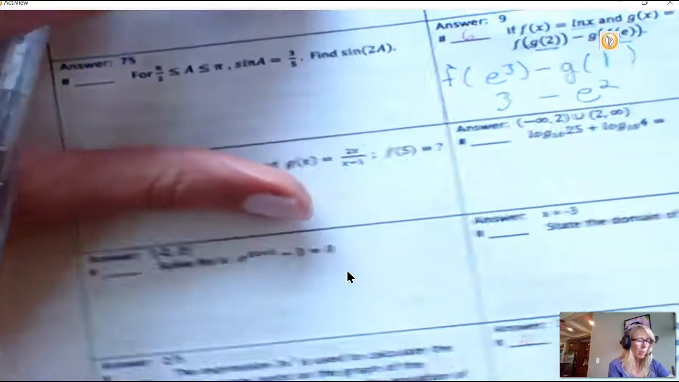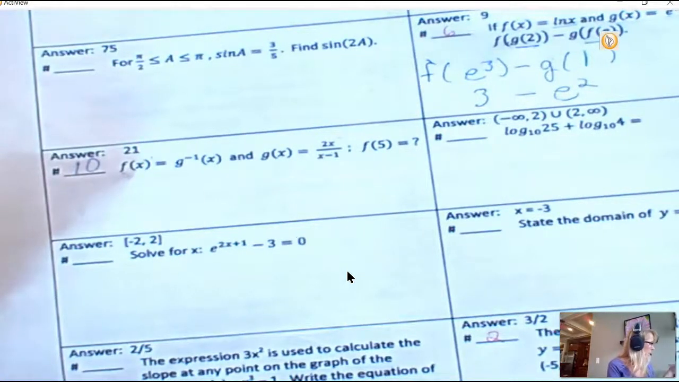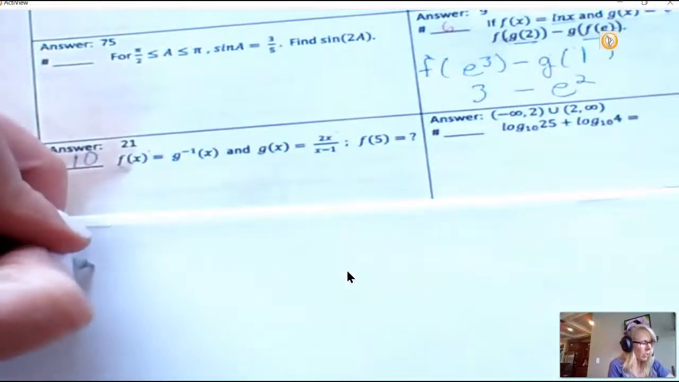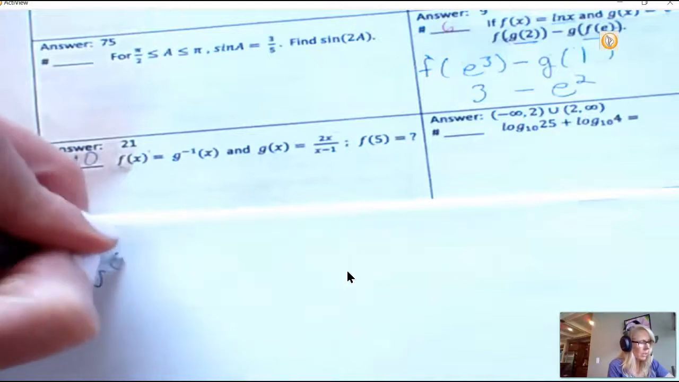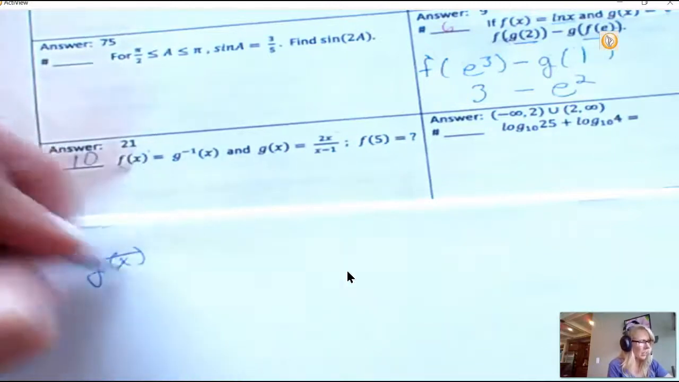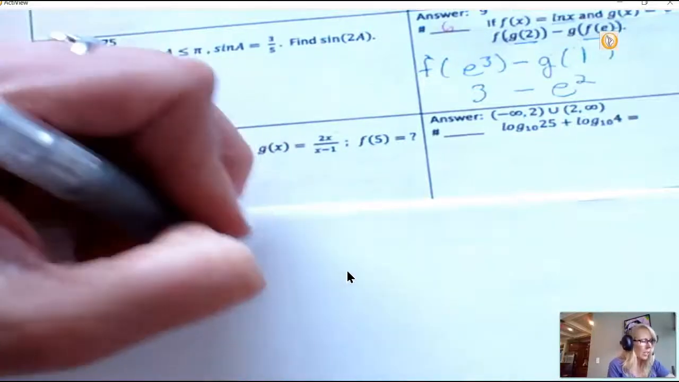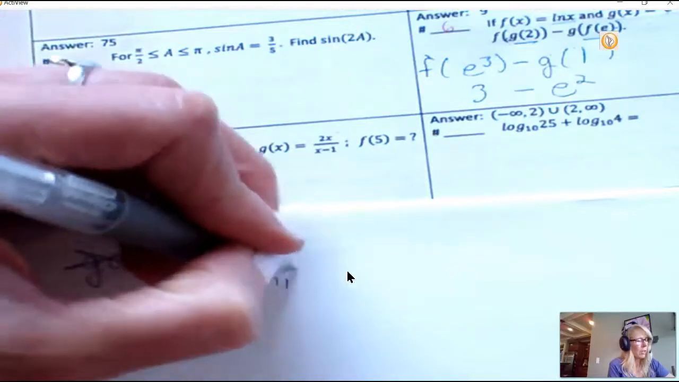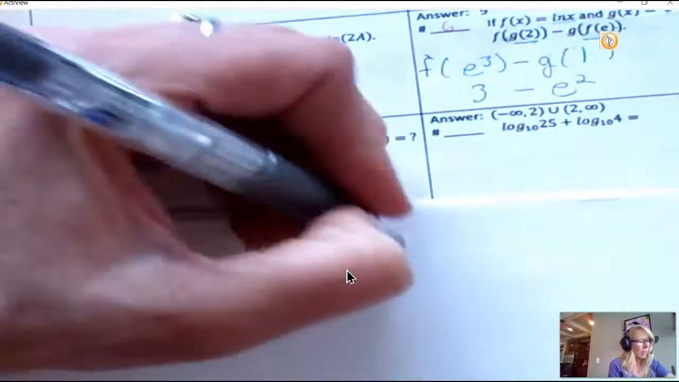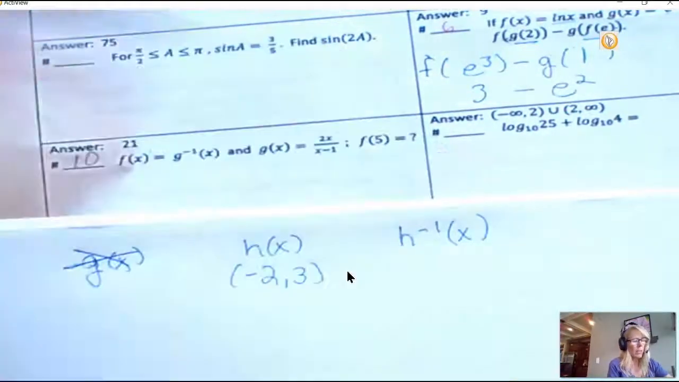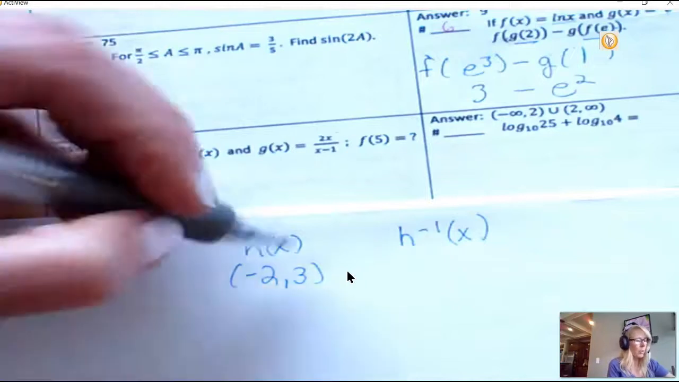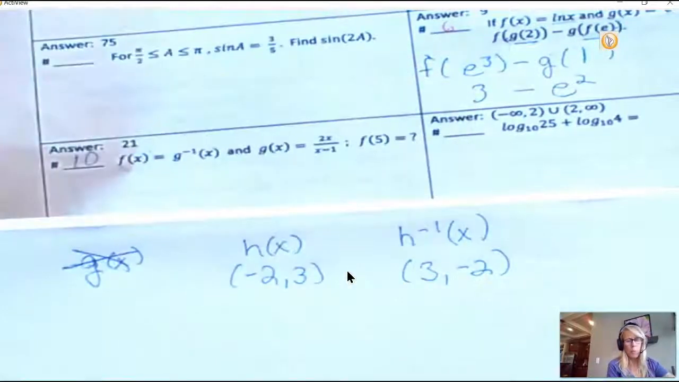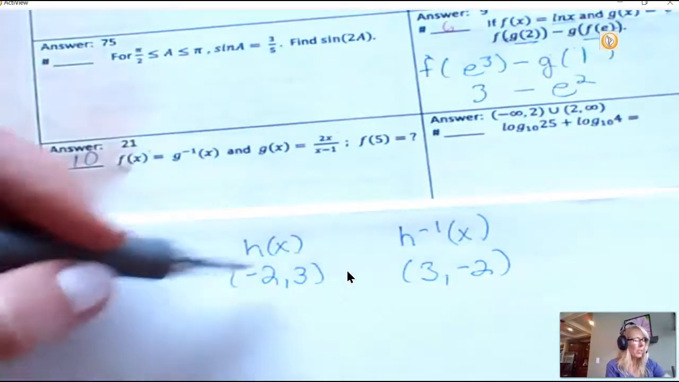And I do want to refresh your memories. So if I've got a function, we'll call it g of x. I don't know what, let's not call it g of x because I'm not going to figure out what that is. Let's call it h of x. And let's say we have a point, -2, 3. Then the inverse function of h of x is going to have a point that's not -2, 3 necessarily, but 3, -2. Okay? So that's all it is, you're flipping your x and y.